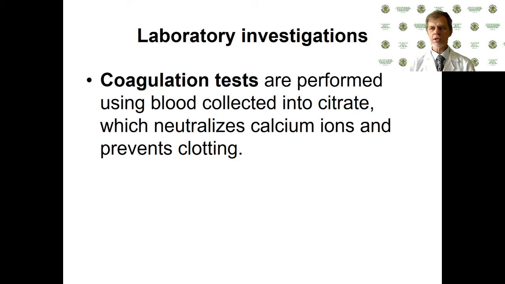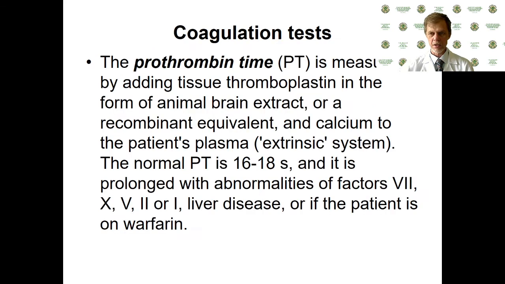Coagulation tests are performed using blood collected into citrate, which neutralizes calcium ions and prevents clotting. So what does it mean? To perform coagulation tests, we should take the patient's blood. But if you take the patient's blood, it immediately should coagulate. To prevent coagulation, we use sodium citrate, because sodium citrate removes calcium from plasma, and without calcium, no coagulation. Calcium is one of the coagulation factors. That's why we use citrate plasma to prevent clotting and to perform coagulation tests.